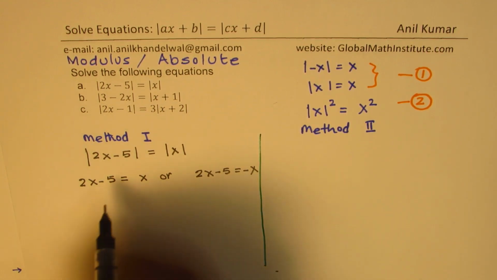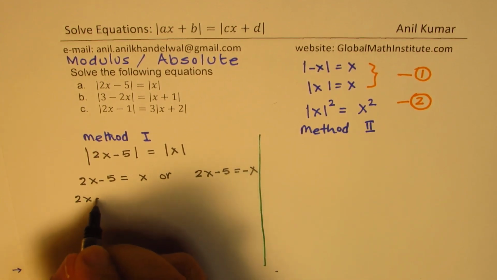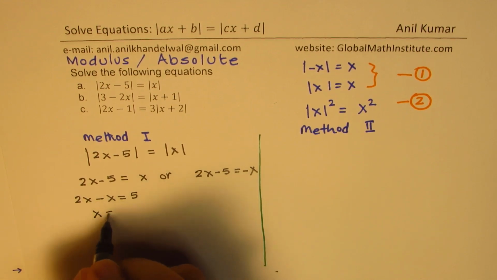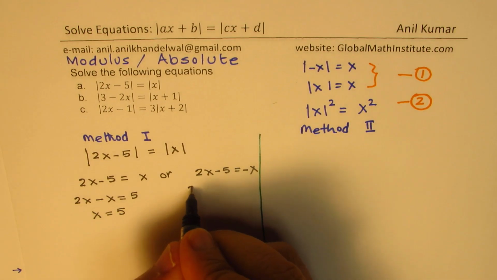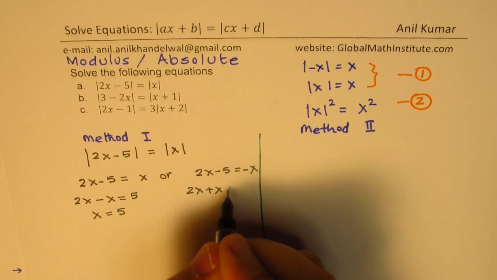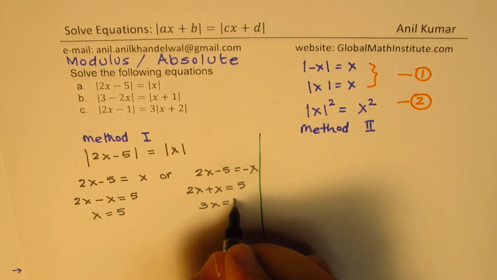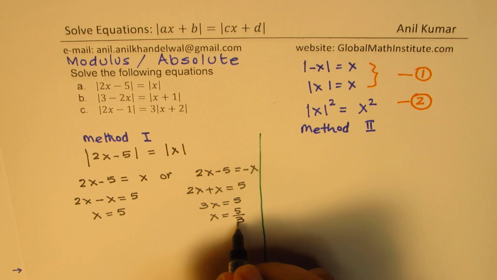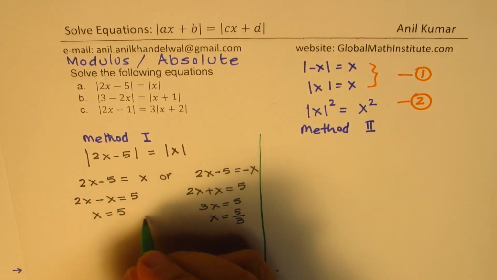So solving the first one, we get 2x, bringing x to this side, minus x is equal to 5, and that is x is equal to 5, right? That is one solution. On the other hand, we get 2x plus x equals to 5, and that gives you 3x equal to 5, or x is equal to 5 over 3. So these are the two solutions. Let's make a quick check on this, right?